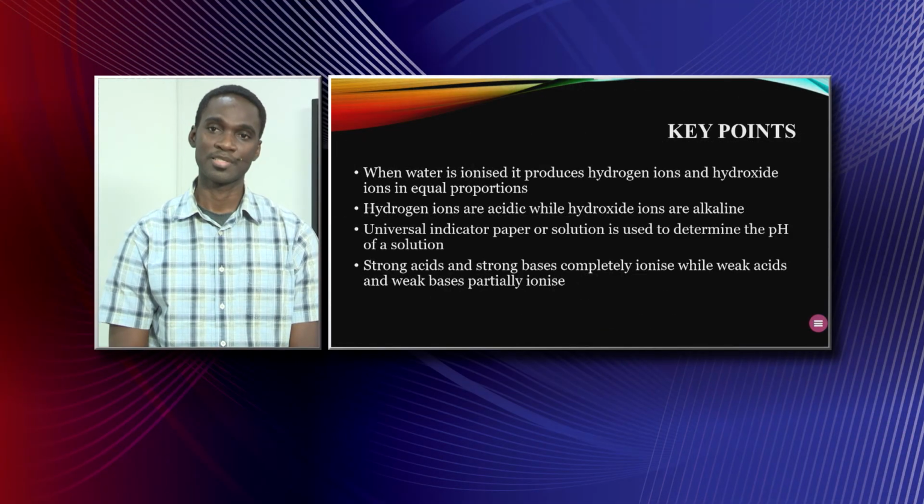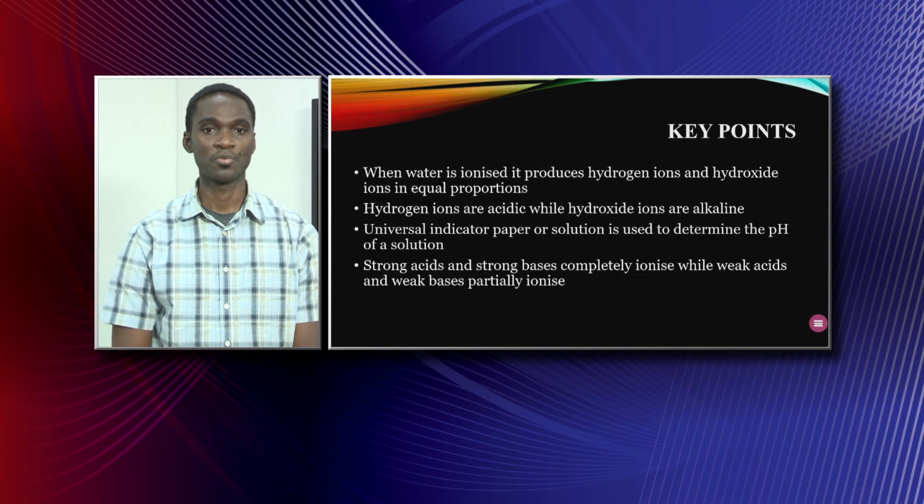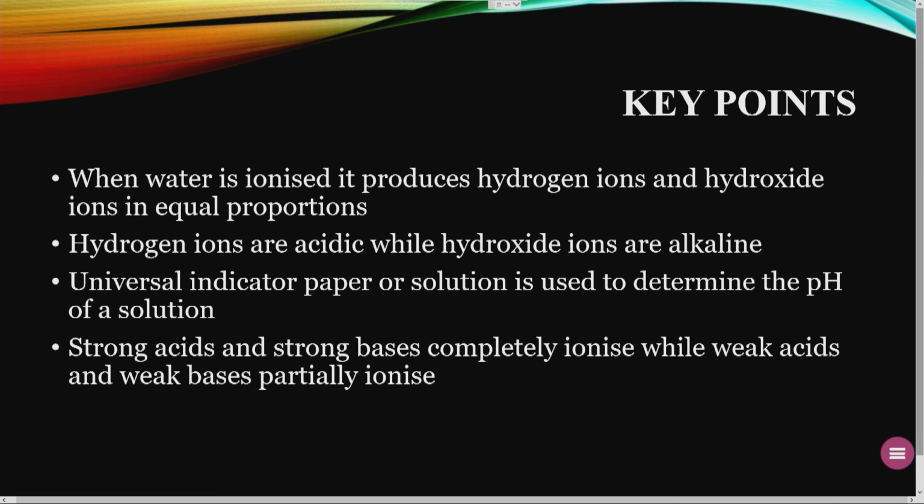Our key points for this lesson would be: when water is ionized, it produces hydrogen ions and hydroxide ions in equal proportions. Hydrogen ions are acidic, while hydroxide ions are alkaline. Universal indicator paper or solution is used to determine the pH of a solution. Strong acids and strong bases completely ionize, while weak acids and weak bases partially ionize.